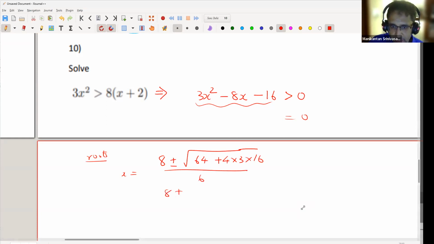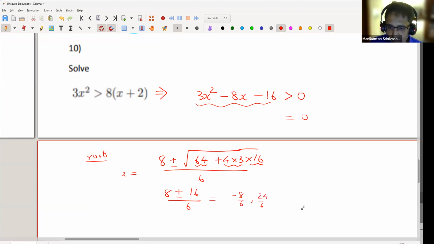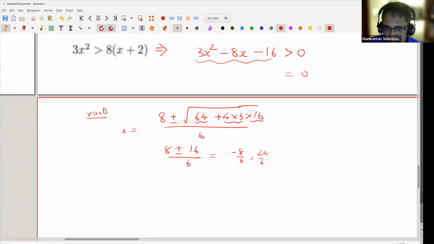So let's see what this big guy here is. 4 times 3 is 12. 12 times 16 is 192. 192 plus 64 is 256, which is a perfect square, 16 square. So the two roots are 8 minus 16 upon 6, which is minus 8 by 6, which simplifies to minus 4 by 3, and 8 plus 16 upon 6, which is 24 by 6, which is plus 4. Okay, so what does this mean?